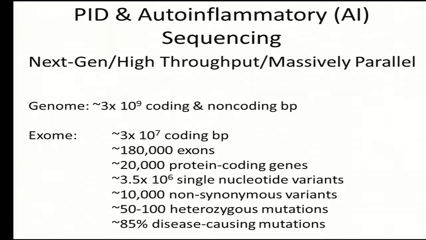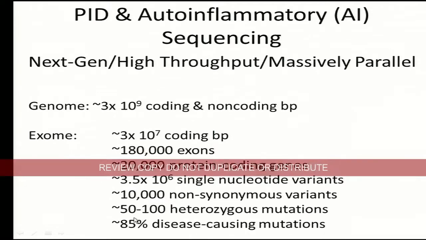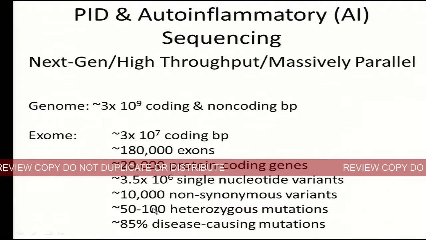So when we are talking about the genome, we are talking about 10 to the 9 coding and non-coding base pairs. We are talking about the exome. We are just talking about 1% of that genetic information. So here we have 3 times 10 to the 7 coding base pairs divided in 180,000 exons, 20,000 proteins, 3.5 million single nucleotide variants, 10,000 non-synonymous variants, 50 to 100 heterozygous mutations.